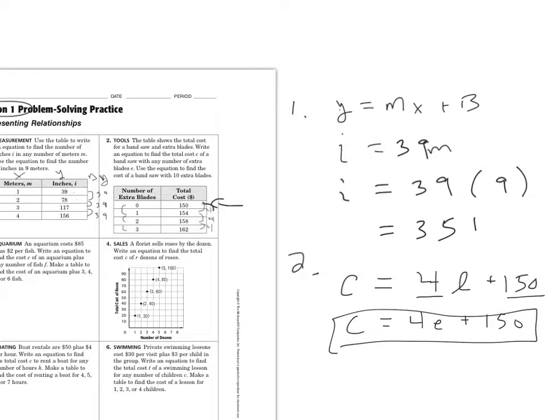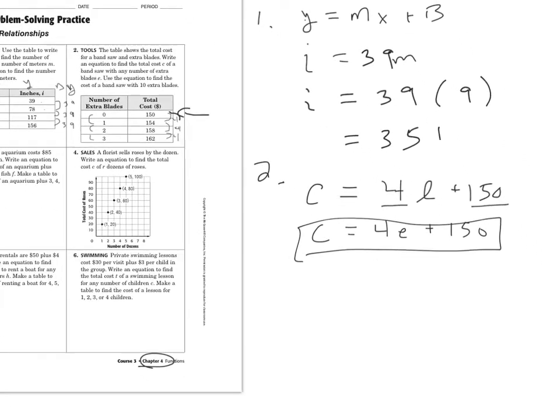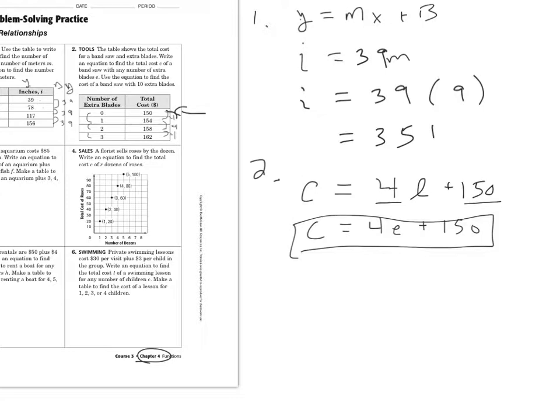And then it says to use the equation to find the cost of a bandsaw with 10 extra blades. Well, if we're going to pay for 10 extra blades, that means that our cost is 4 times 10, the number of extra blades, plus 150, is going to be 40 plus 150, which would be $190 total.